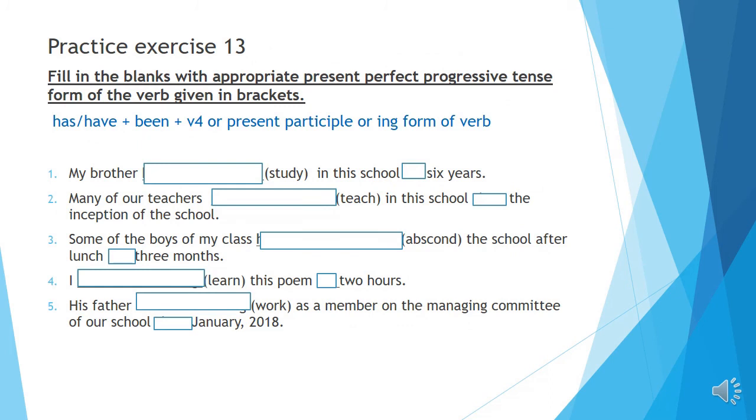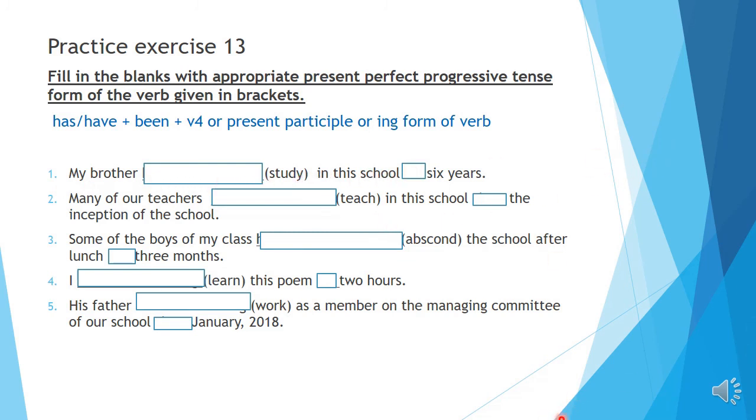Practice exercise 13. Fill in the blanks with the appropriate present perfect progressive tense form of the verb given in brackets. Present perfect progressive tense is has or have plus been plus the present participle. We have 3 words in present perfect progressive tense or continuous tense. First word is has or have, any one word from has or have. Second word is been. Third word is the present participle or ing form of the verb.